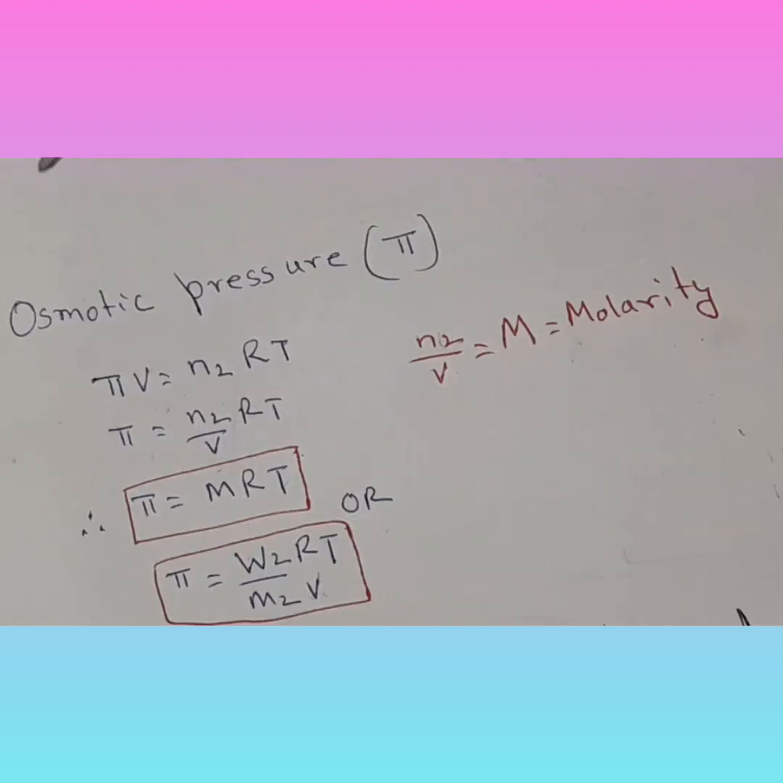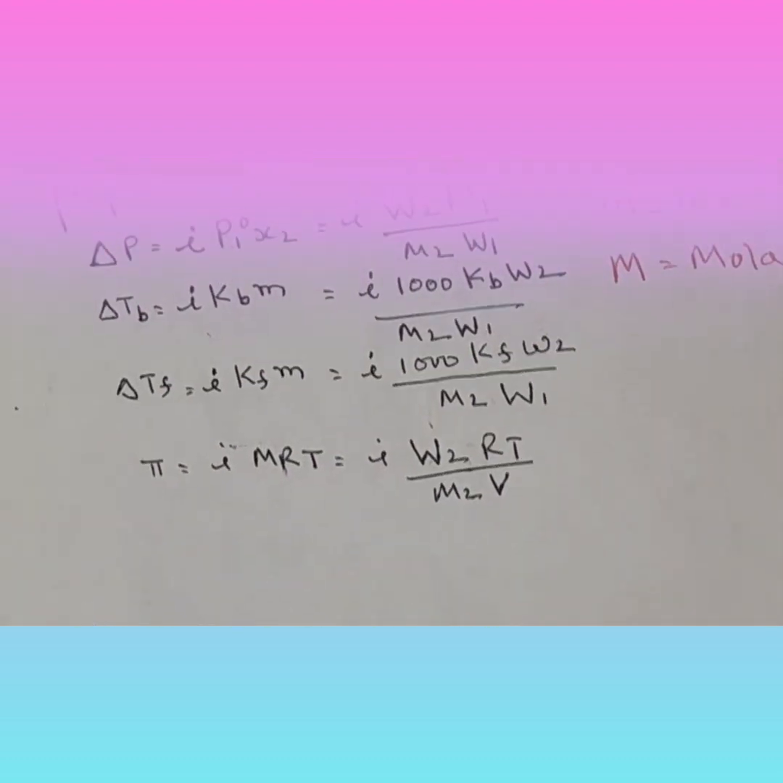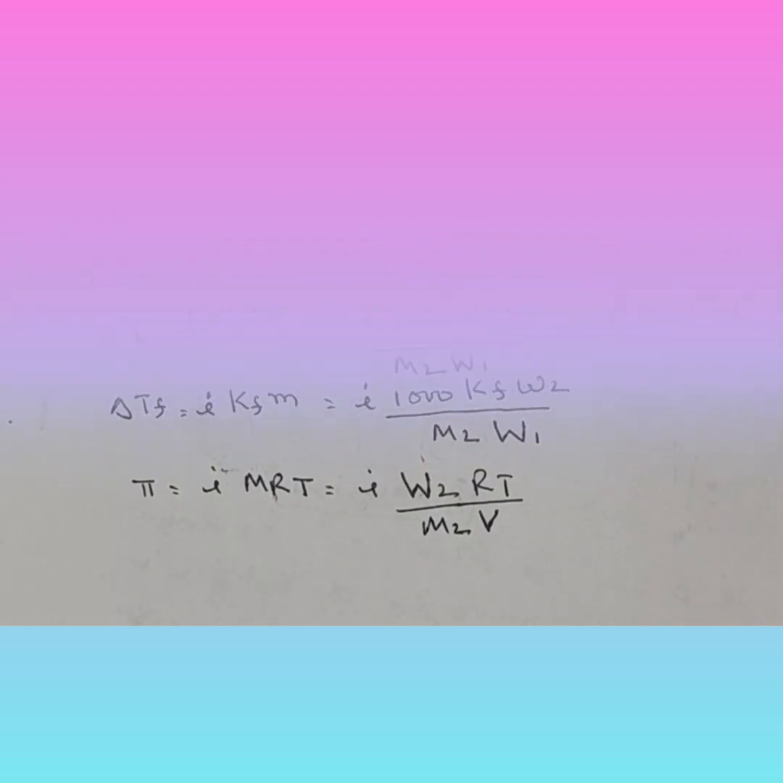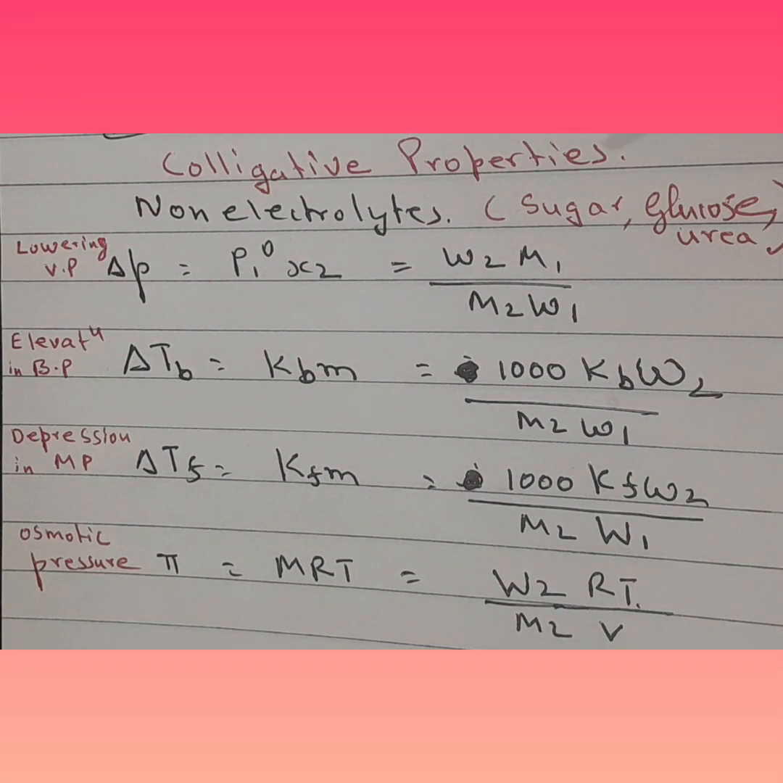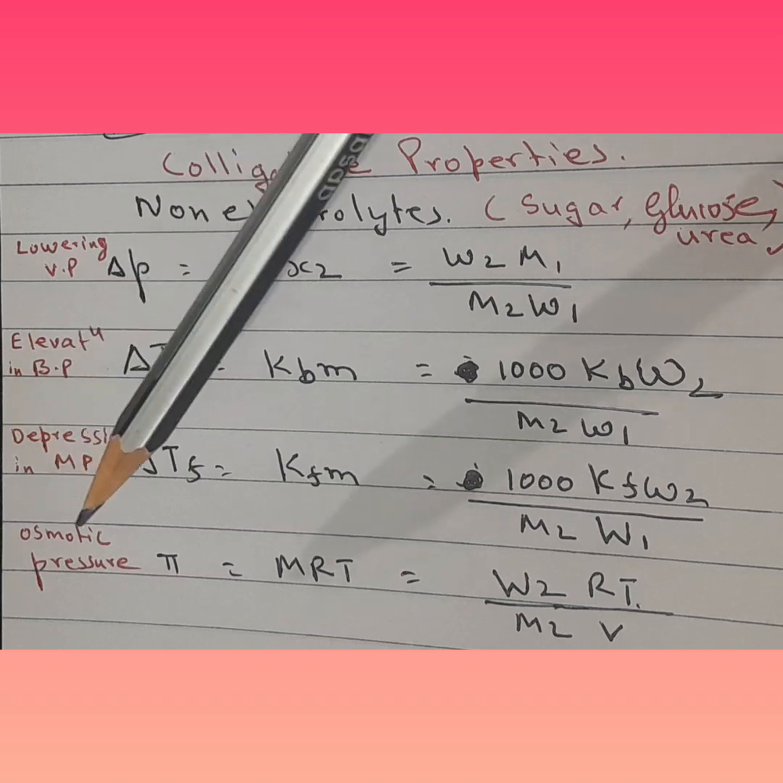Now coming forward, I need to talk about the modifications that have to be done. We studied colligative properties. Colligative properties are those properties where we don't find any chemical change. When we bring in certain changes, there are no chemical changes, but there are physical changes. The colligative properties that we studied in the solution chapter were lowering of vapor pressure, elevation in boiling point, depression in melting point, and osmotic pressure.